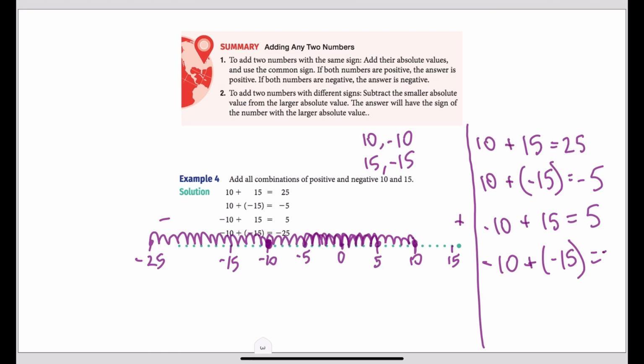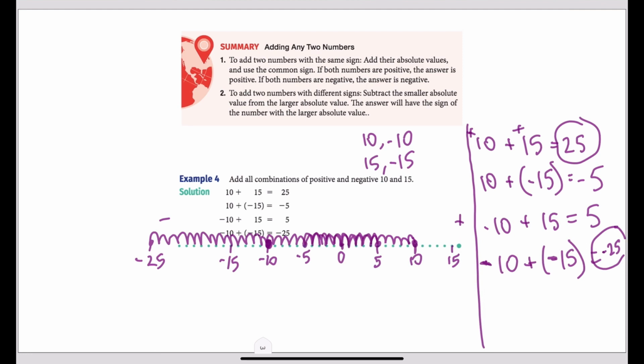And I'm kind of running out of room here. Negative 25. So let's generalize what the rules are here. So notice when they were both positive numbers and when they were both negative numbers, the absolute value was 25. So when they were both positive, they went together in the positive direction, so they added up in the positive direction. When they were both negative, they added together in the negative direction.